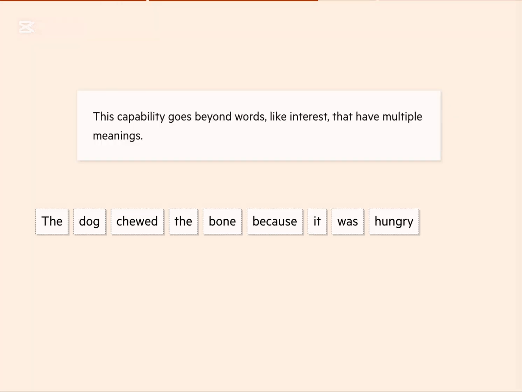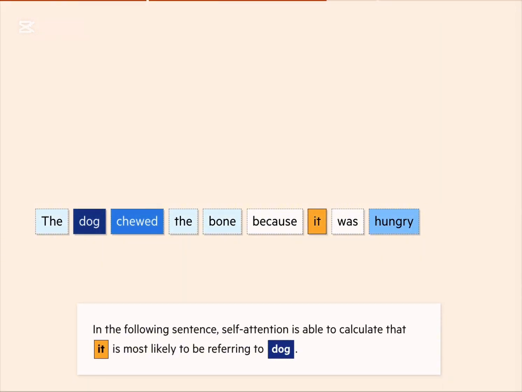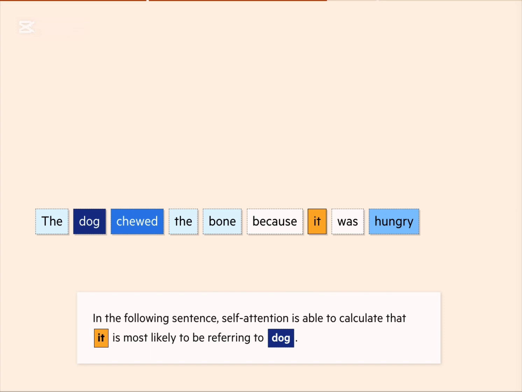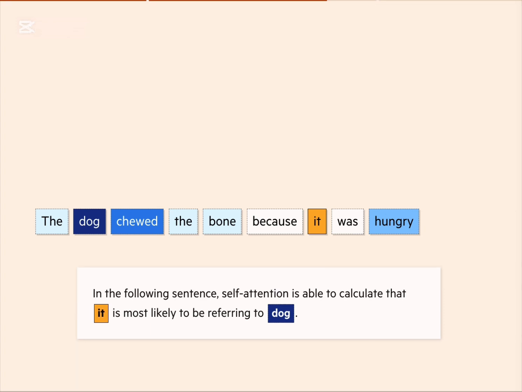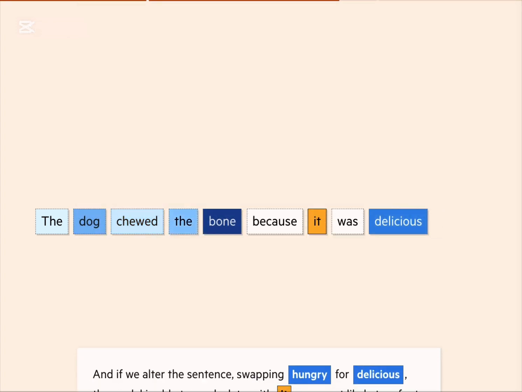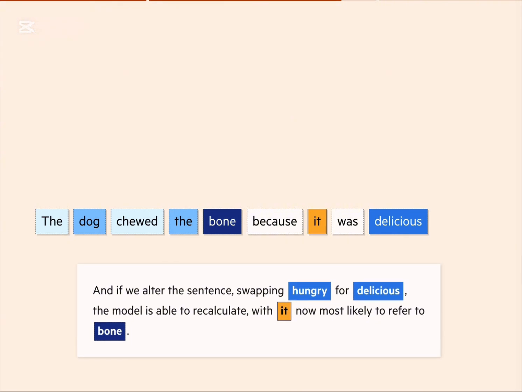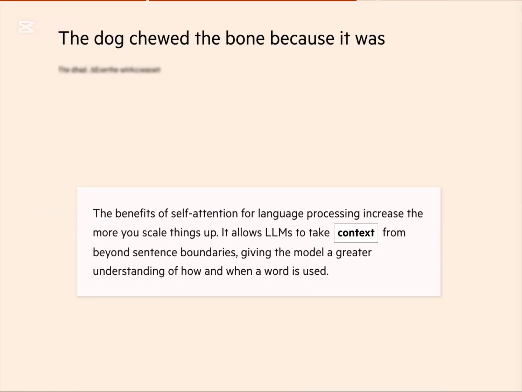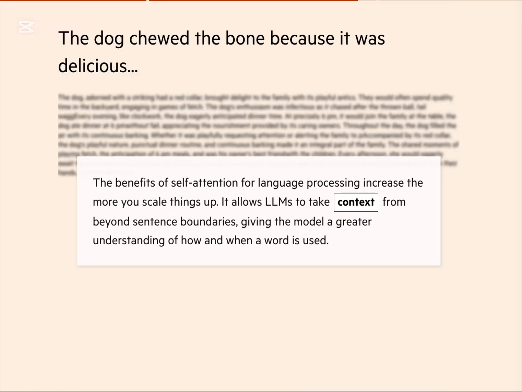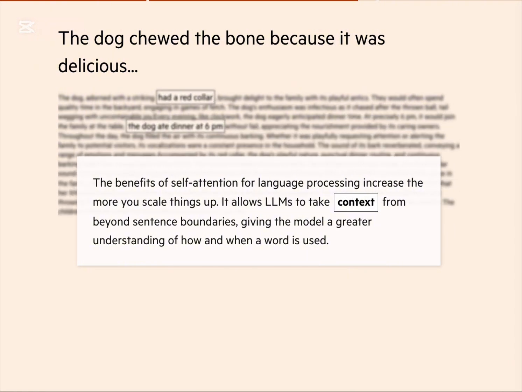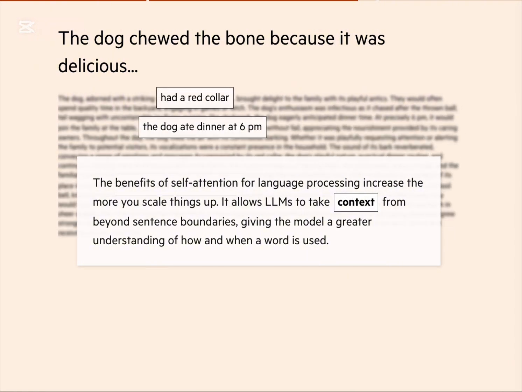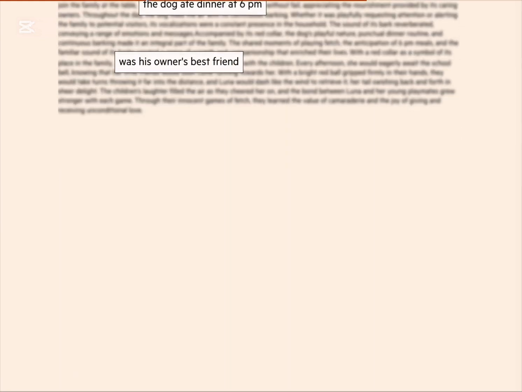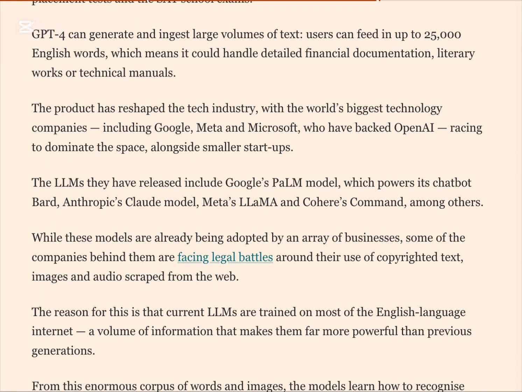The article goes even further, showing another example with the dog chewed the bone because it was hungry. And then it replaces the word hungry with delicious and shows how that makes the attention shift of the AI generation. As the screen scrolls into a full paragraph, we can see more context about the dog, how he's the owner's best friend and had a red collar, and so on and so forth. This is all important because, as it says on the screen in front of you, LLMs take the context from beyond the sentence and can produce more than just what you're seeing.